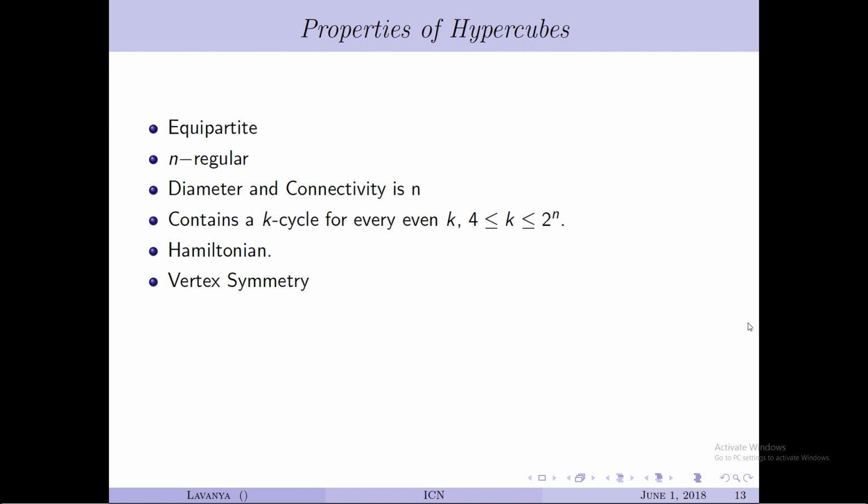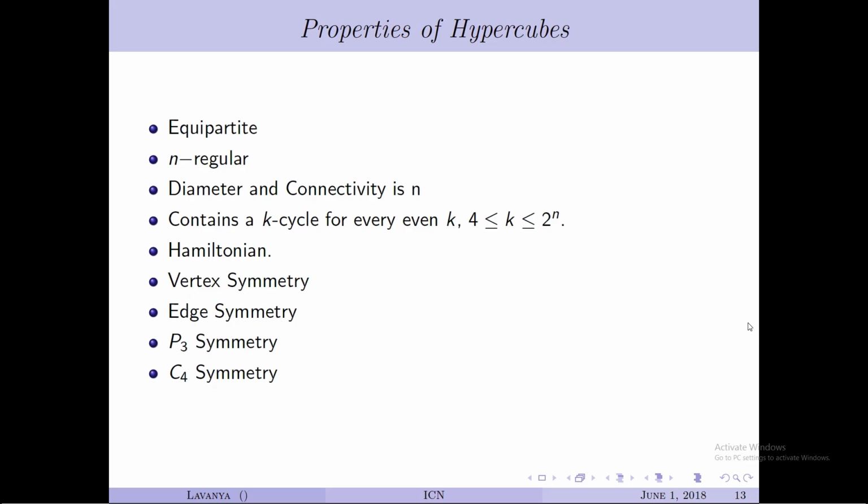Any node I take, I can map it to any other node in my network such that the structure is maintained. There is a mapping which will take this node and map it to some other node in the network, and it preserves the adjacency. So that is one thing. Not only is it vertex symmetric, I can also talk about edge symmetry. Given any two edges in my graph, I can always find a mapping such that the mapping preserves adjacency.